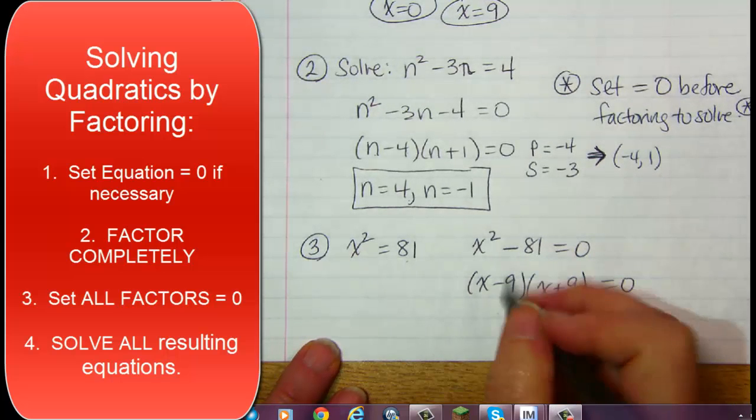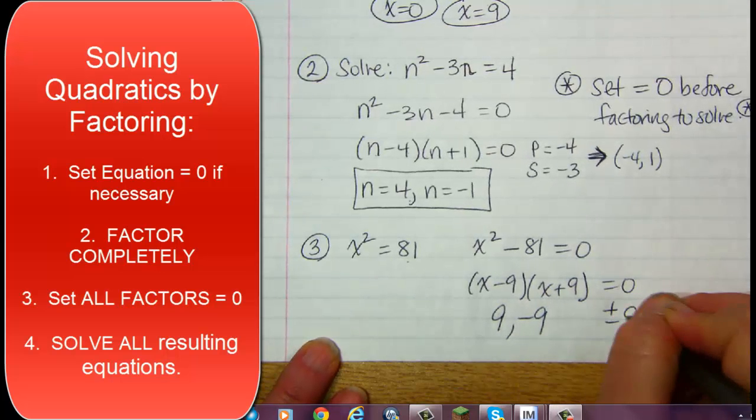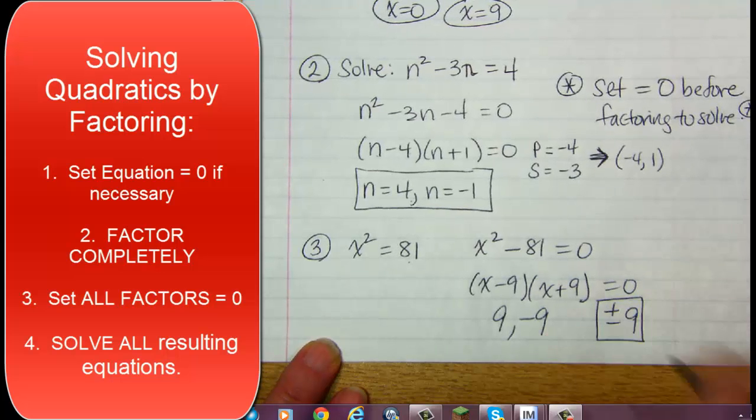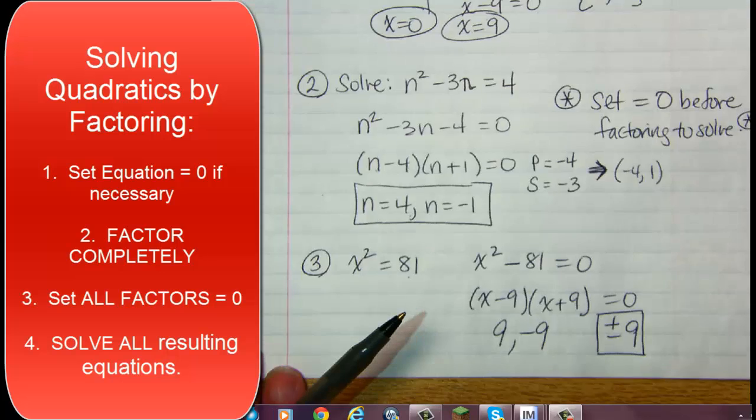So if x minus 9 is 0, x is 9. If x plus 9 is 0, x is negative 9. You'll often see me write that as plus or minus 9. And that is it. So set your equations equal to 0, factor, set your factors equal to 0, and solve each piece, and you're done.